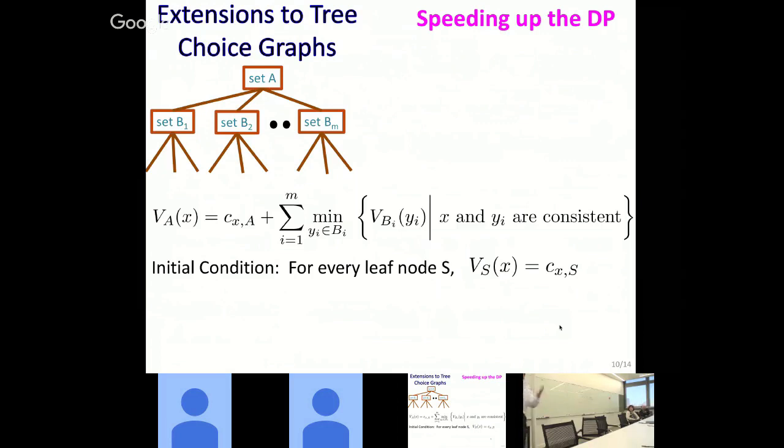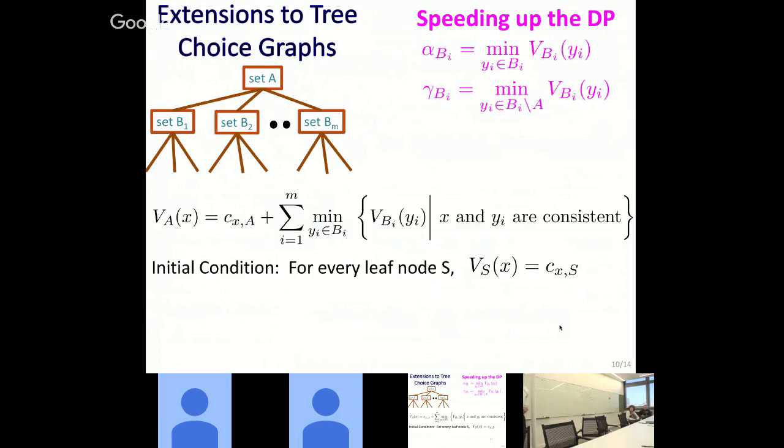Suppose that you have computed the value function all the way up to the nodes B1 up to Bm. Then what we can do is some pre-computation. Let's pick a node, Bi, and compute two numbers, alpha Bi and gamma Bi. So alpha Bi is the minimum of the value functions of all the elements in the set Bi.